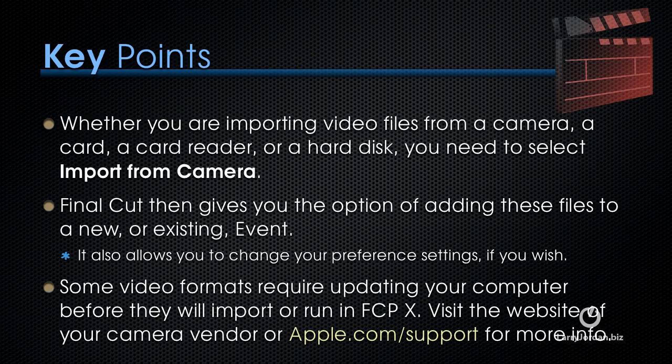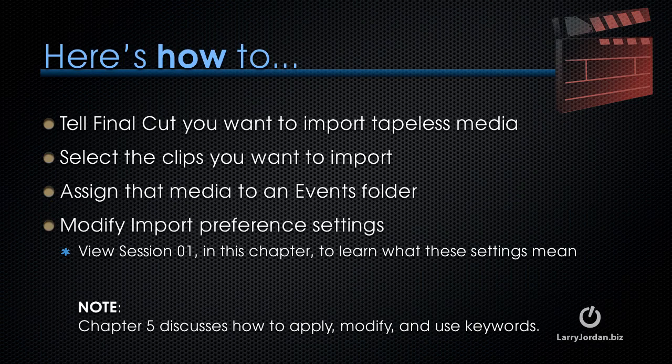Here are the key points. Whether you're importing video files from a camera, a card reader, or a hard disk, you need to select Import from Camera. Final Cut then gives you the option of adding these files to a new or existing event. It also allows you to change your preference settings if you wish. Some video formats require updating your computer before they will import or run in Final Cut Pro 10. So visit the website of your camera vendor or apple.com support for more info.